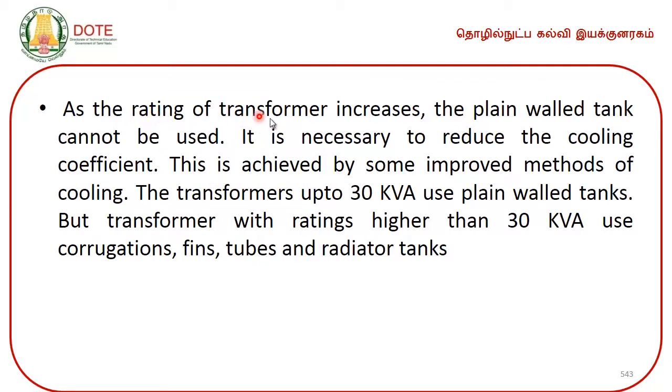As the rating of the transformer increases, the plain walled tank cannot be used. It is necessary to reduce the cooling coefficient. This is achieved by some improved methods of cooling. The transformers up to 30 kVA use plain walled tanks, but transformers with ratings higher than 30 kVA use corrugations, fins, tubes and radiator tanks.